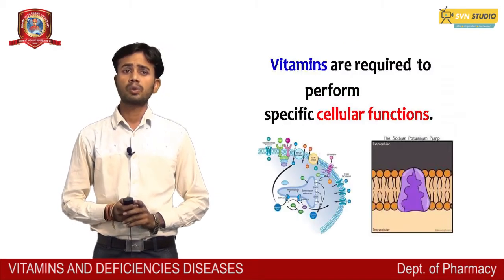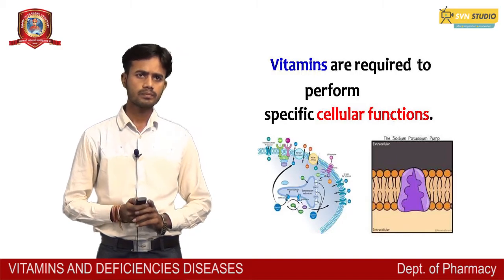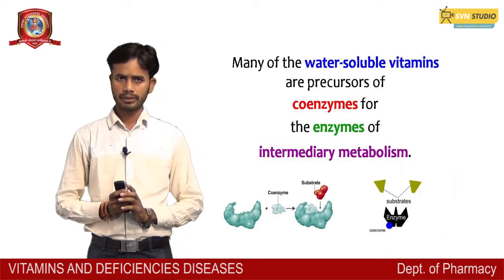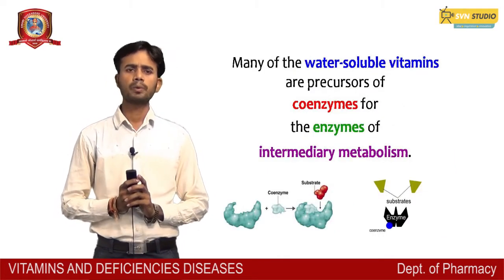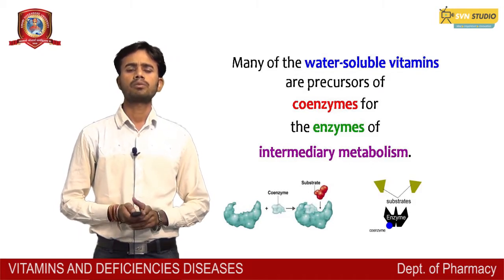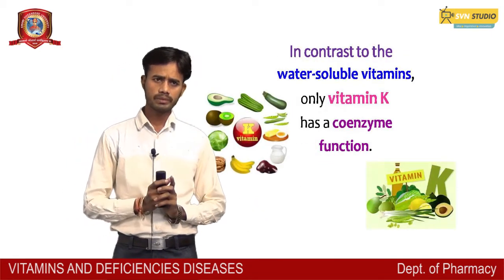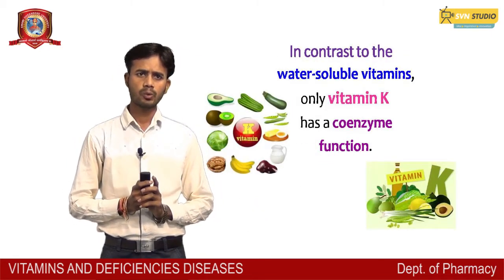Vitamins are required to perform specific cellular functions. Many of the water-soluble vitamins are precursors of coenzymes for the enzymes of intermediary metabolism. In contrast to the water-soluble vitamins, only vitamin K has a coenzyme function.